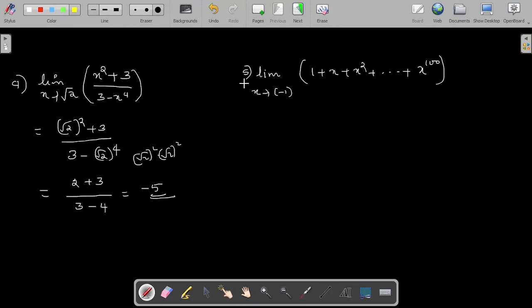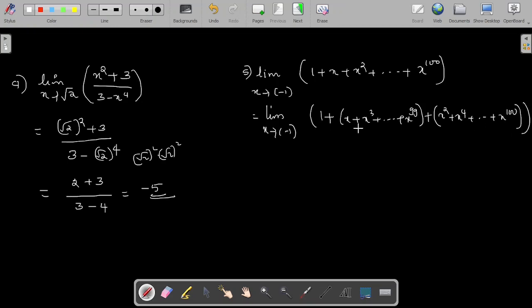Now the fifth problem is the limit of 1 plus x square and so on up to x to the power 100 as x tends to minus 1. So this is equal to the limit as x tends to minus 1. Let me write 1 as it is, plus x cube, plus so on up to x to the power 99. All odd terms I'll write together, plus x square plus x to the power 4 plus so on up to x to the power 100, the even terms together. Now here there are 50 terms and here also there are 50 terms.